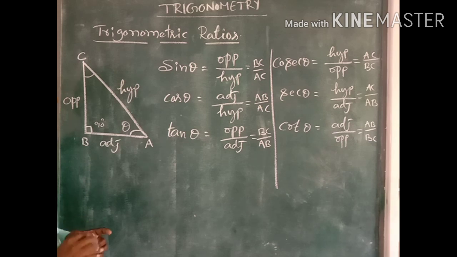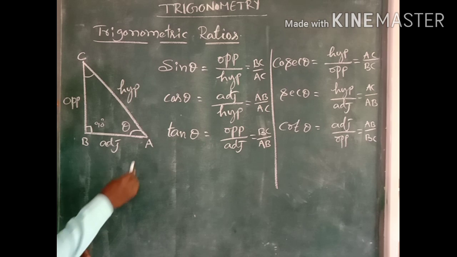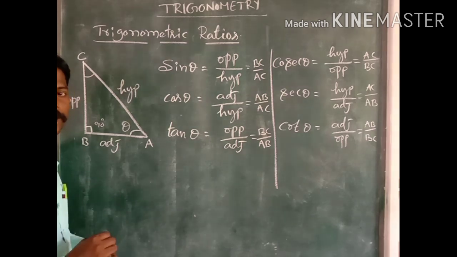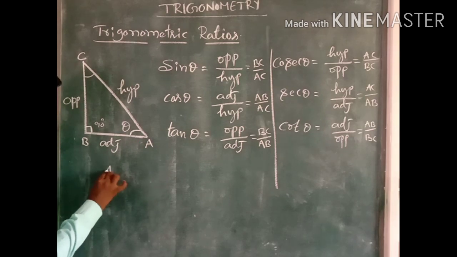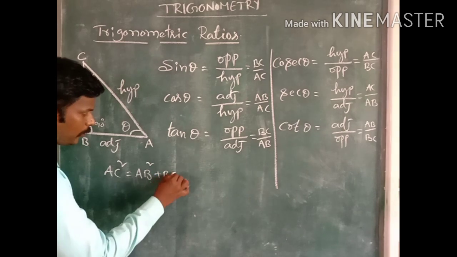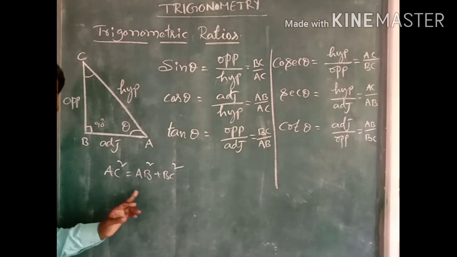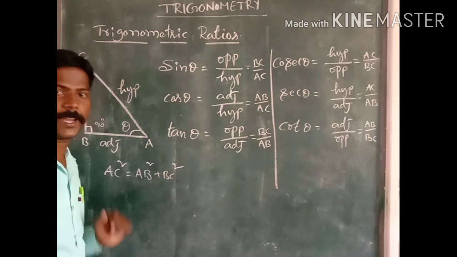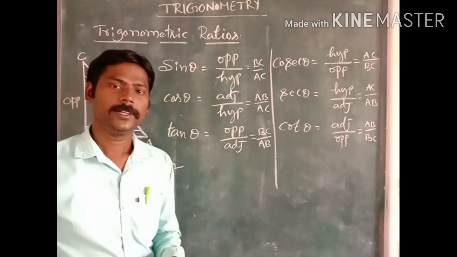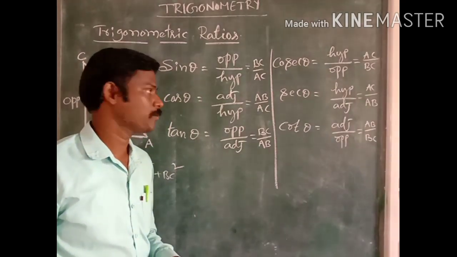So, according to Pythagoras theorem, in any right angle triangle, the square of the longest side is equal to the sum of the squares of the other two sides. So that is nothing but what? AC square equals AB square plus BC square. We already learned this in the previous class. I think all of you understood. Now come once again to the trigonometric ratio definitions.